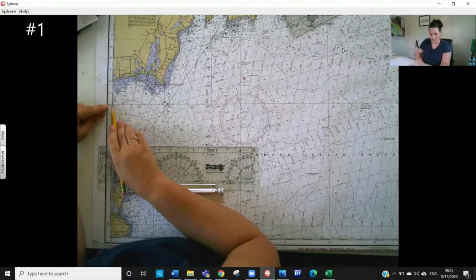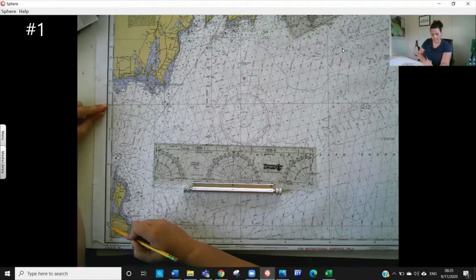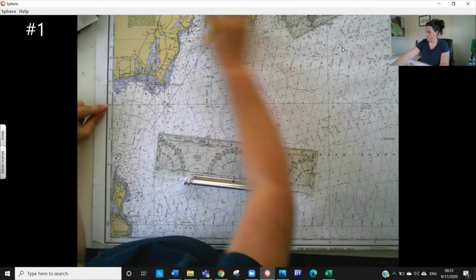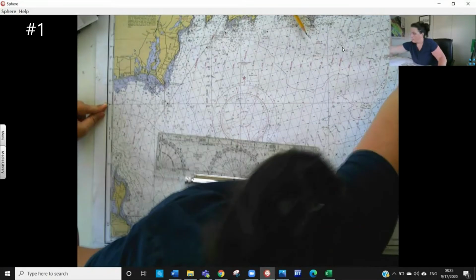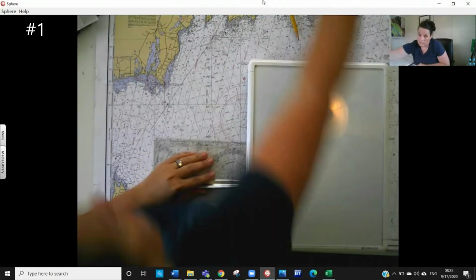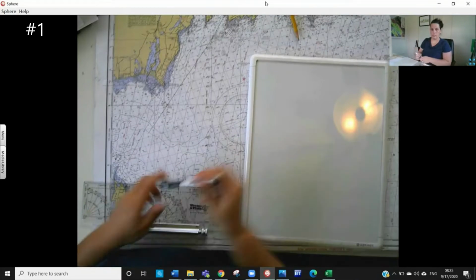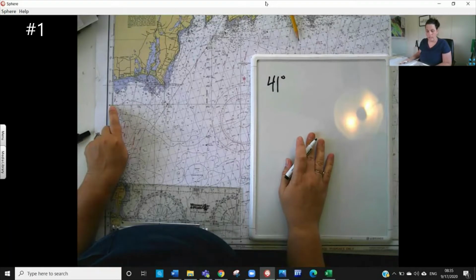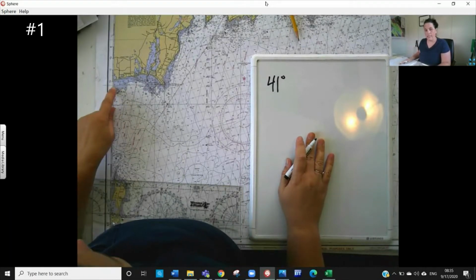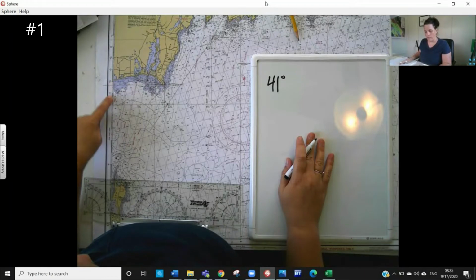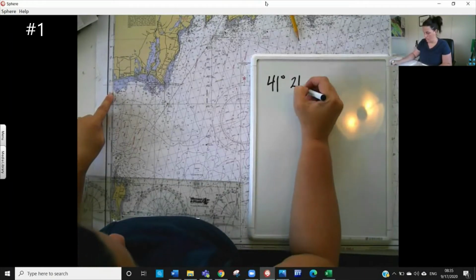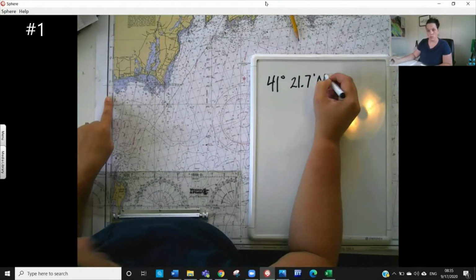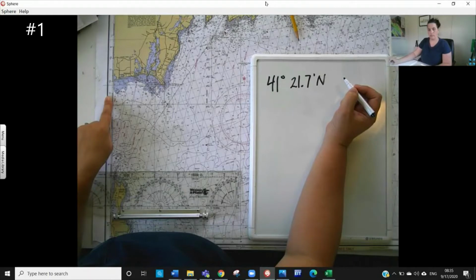So this is 41 degrees, 10, 15, 20. So I have 41 degrees, and this is 20, 21, and then these are tenths of a minute. So I have 21 points, and I could count, and I say 21.7 minutes north. So that is my latitude.